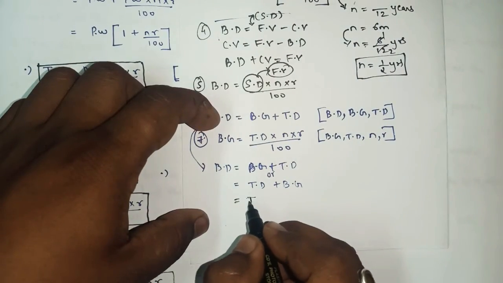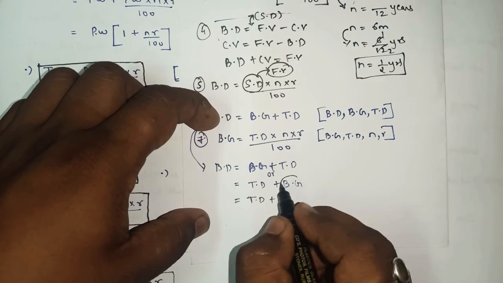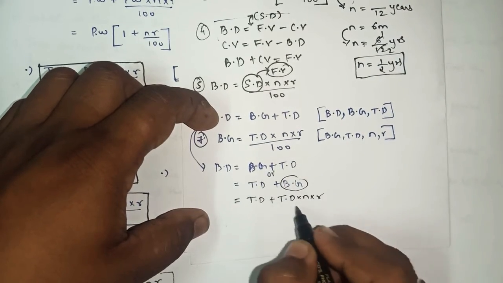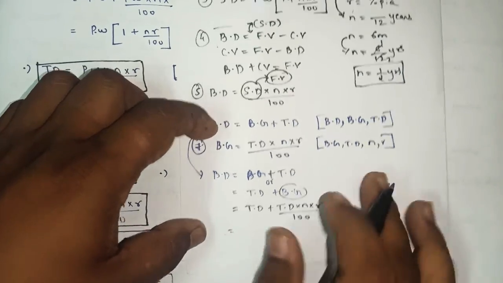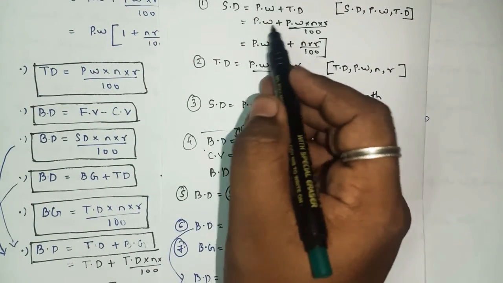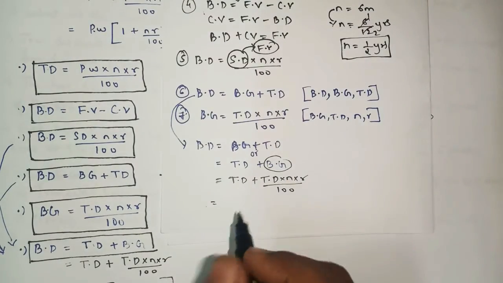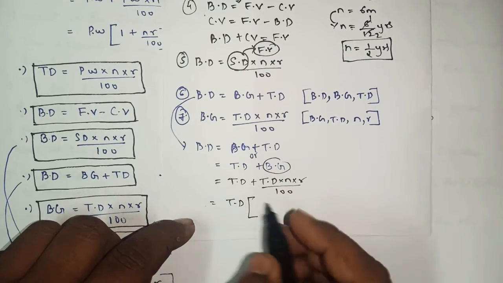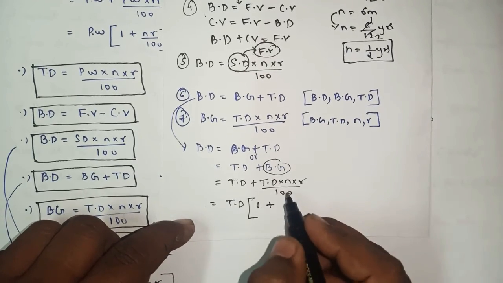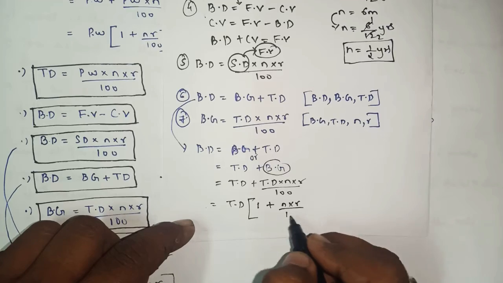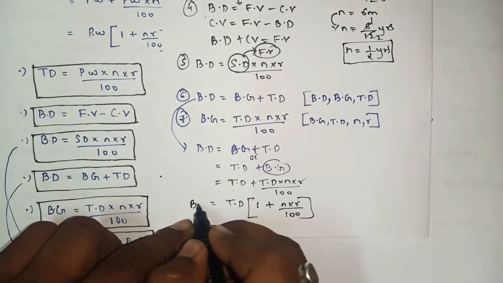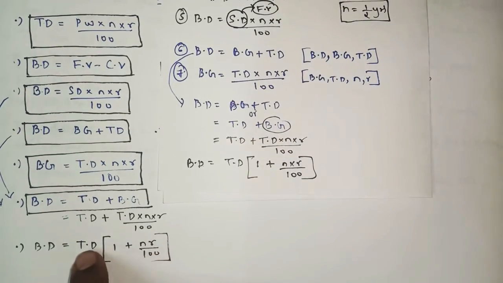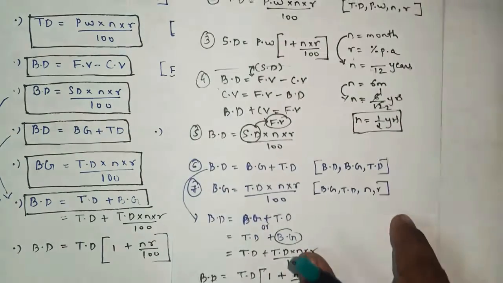Now I will keep this TD as it is. In place of BG I will substitute this formula, so TD into N into R upon 100. As we did here, we removed PW as common, so here we'll remove TD as common. So here you will get one more formula. TD is outside, and we are left with 1 plus N into R upon 100. So here we got one more formula for BD. BD is equal to TD into (1 plus N into R upon 100).